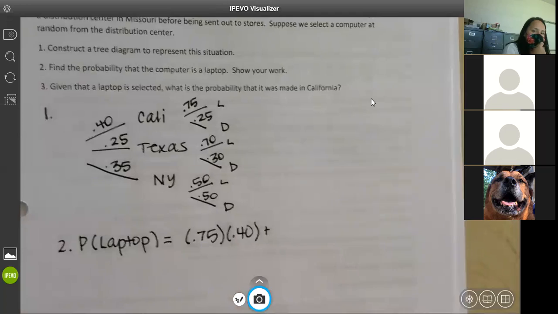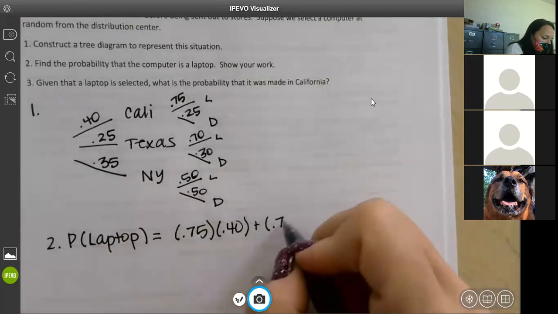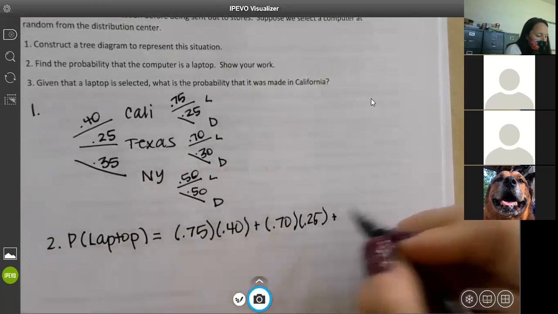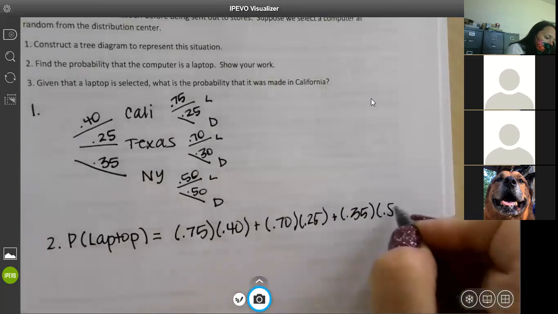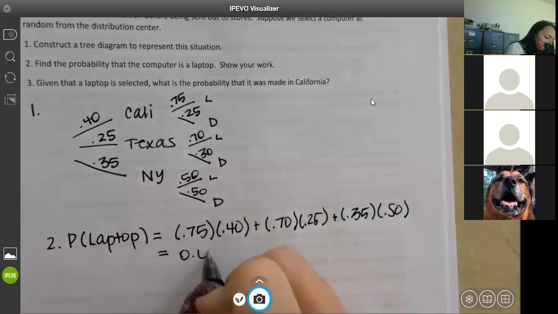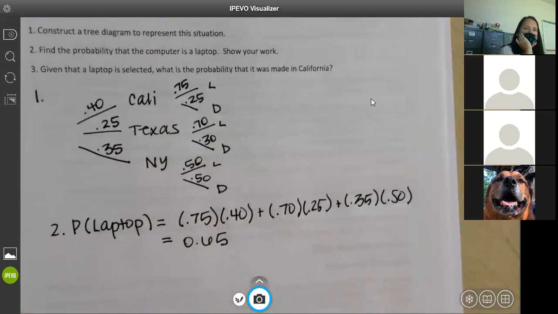Plus, we have to do Texas. Texas is? And again, doesn't matter which order you put it in. And then we have New York. And I'm going to go ahead and tell you when you multiply those together and add them up, you get 0.65 or 65%. It doesn't ask you to interpret. I've been interpreting it just so when it happens, you guys know how to do it.